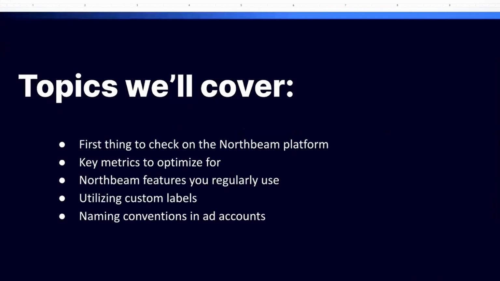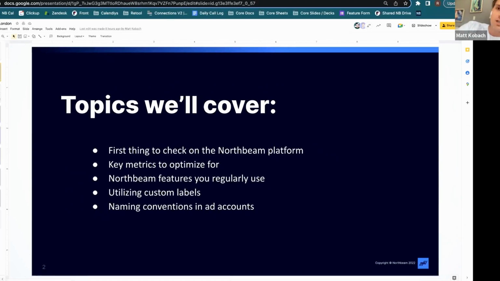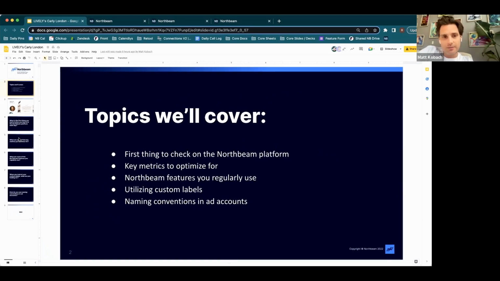We're going to have Carly go through this. We're going to keep it a little conversational, but we'll pose some questions. Ryan's going to be driving, and hopefully Ryan can share some insights as well. But we're going to cover the first thing Carly checks on the platform, the metrics she optimizes for, what features she regularly uses. Last week, we talked about creating custom labels. She's going to tell us how she looks at custom labels. And then naming conventions and ad accounts.